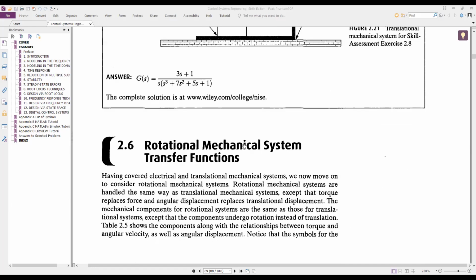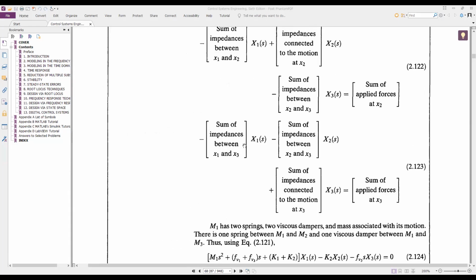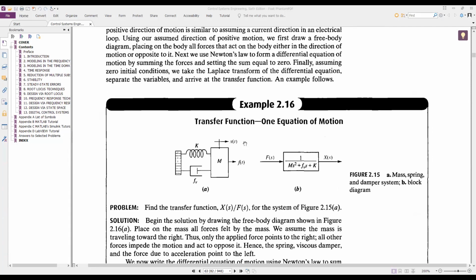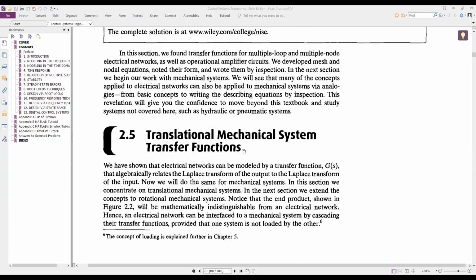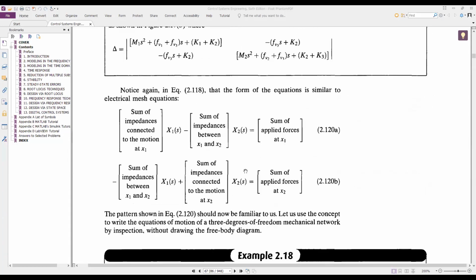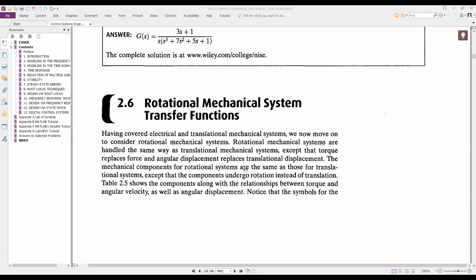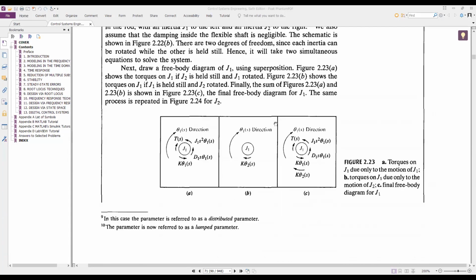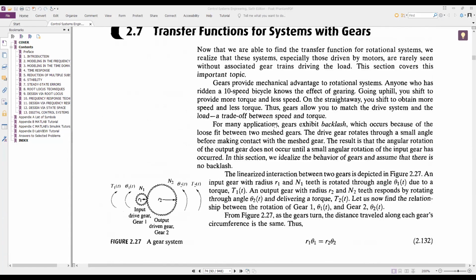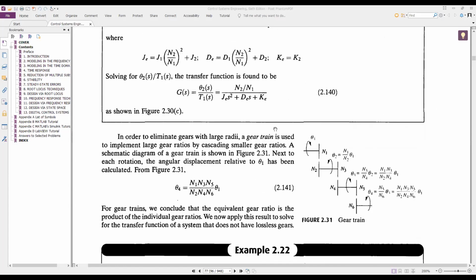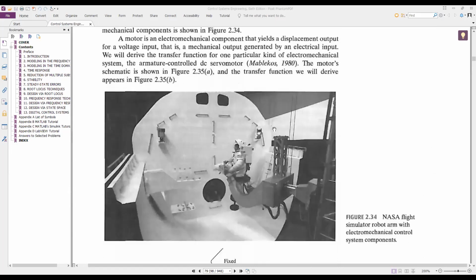And another one is the rotational mechanical system. That was the translational mechanical system, which I have discussed so far. Now another one is the rotational mechanical system transfer function. Here you have to consider the rotation. I think I will complete it in the next class. So, rotational mechanical system and transfer function system with the gear: two things left. We will add these two at the last.